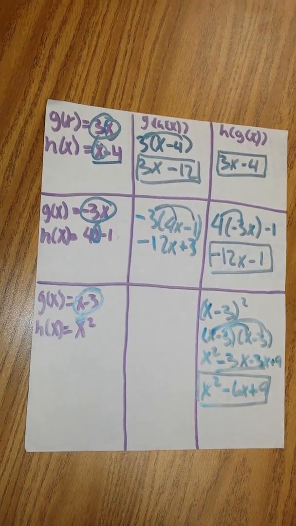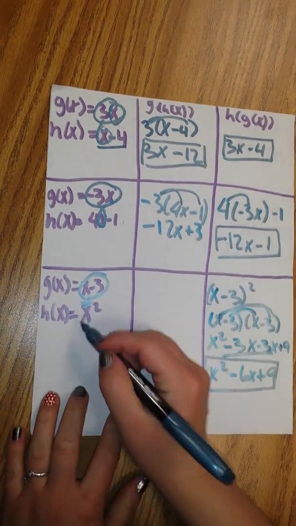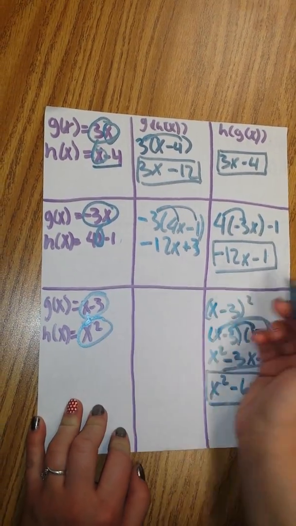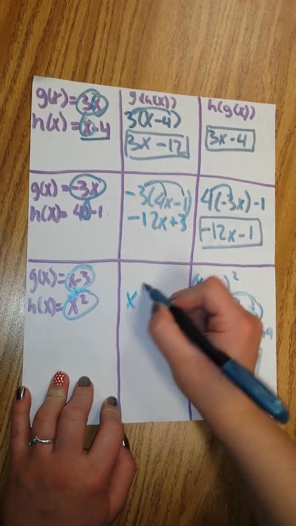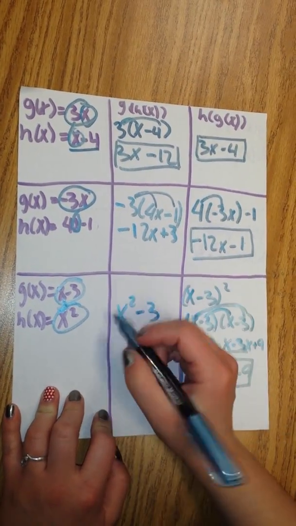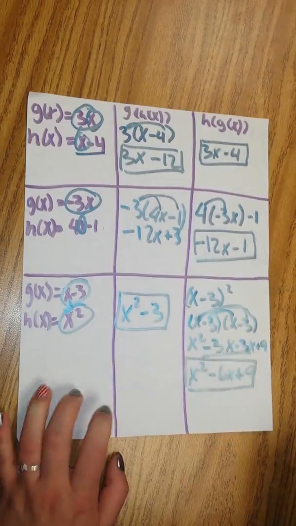And then you'll do that again. Just plug in x squared for x. So you'll do x squared minus 3. And that's as far as you can go.